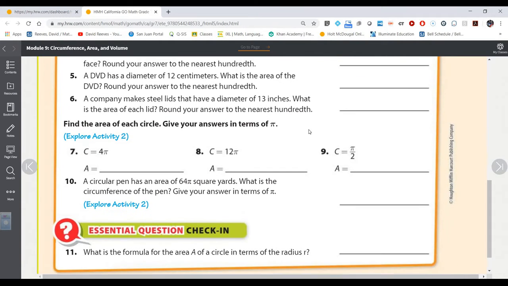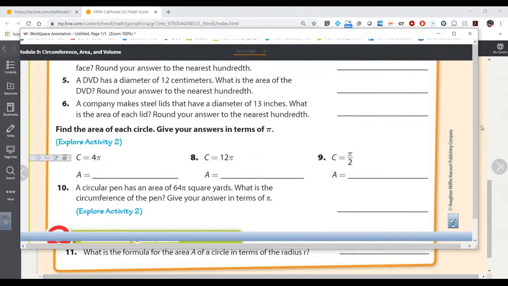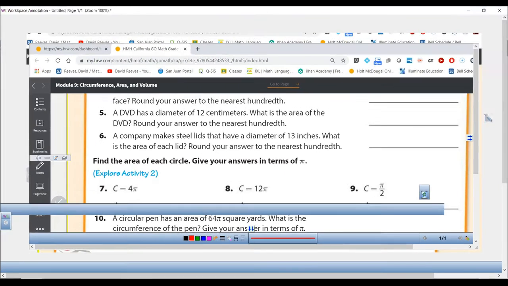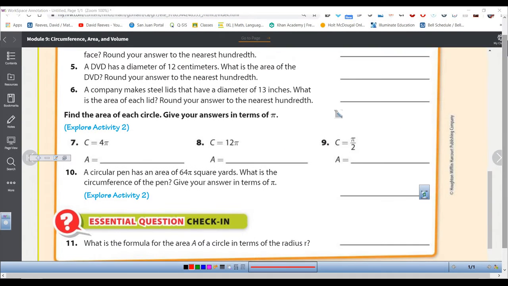One of the things I've asked you to do, because that's what the standards say you're supposed to learn, is how to relate circumference and area together. Given the circumference, can you find the area? And given the area, can you find the circumference? All right, so let's do a quick review of what circumference is.